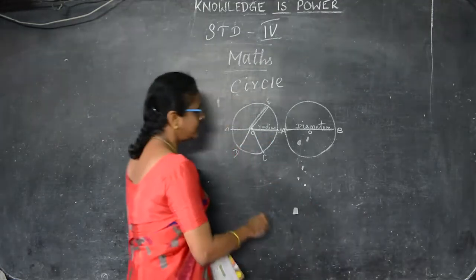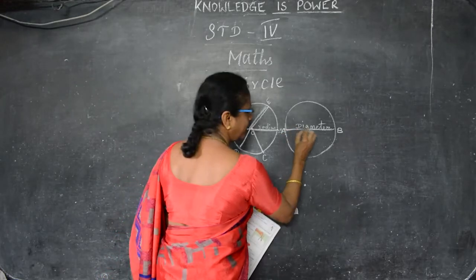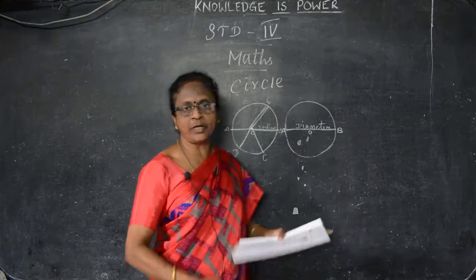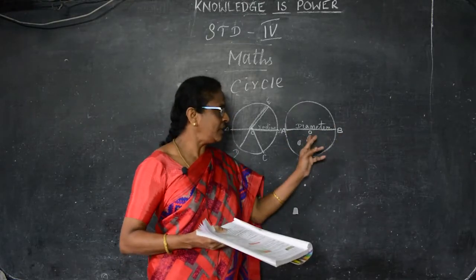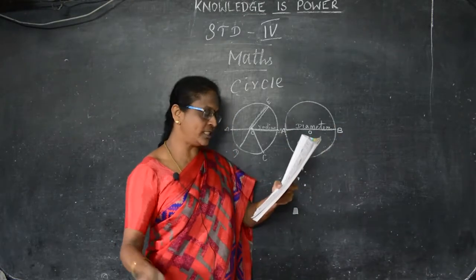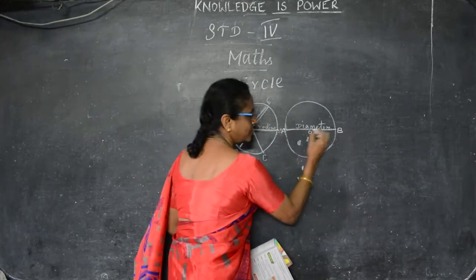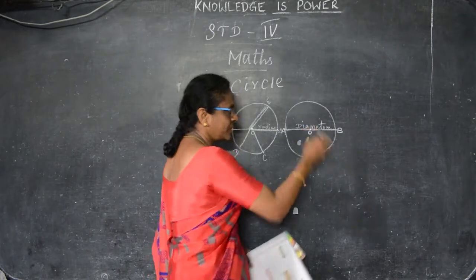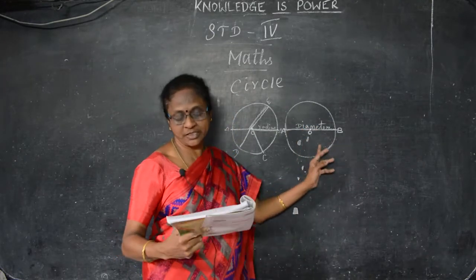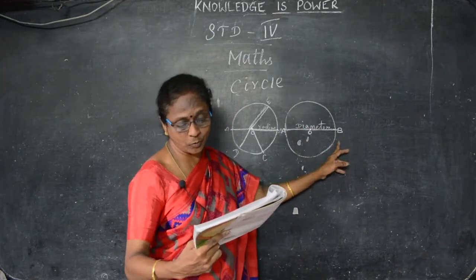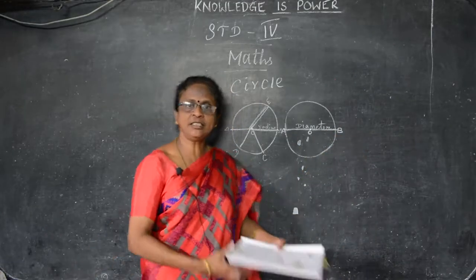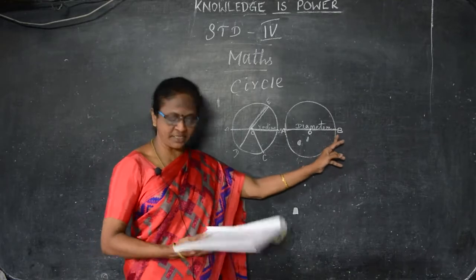So this line, the diameter I said, is the full length from A to B. The two points A and B meet at O. So these two points AB pass through the center of the circle O. So this AB is the diameter. What is this? AB is the diameter.